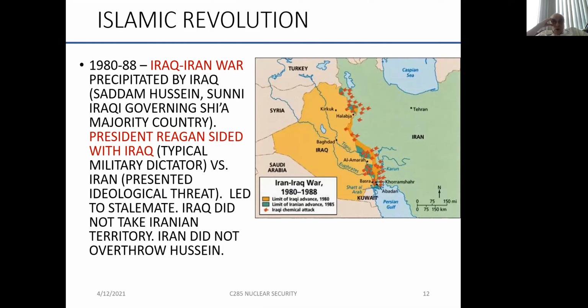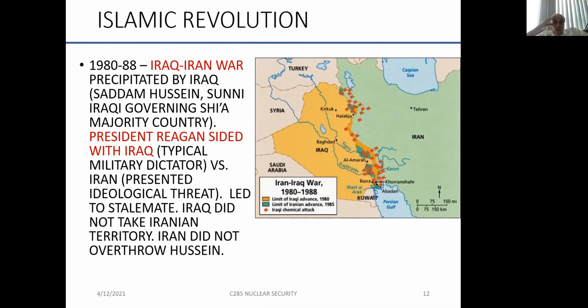Reagan was president now. Carter had been an unpopular president. He was defeated in 1980. Reagan won the election handily in 1980 and was immediately confronted by what to do about the Iraq-Iran war. And he decided to side with Iraq because he said in a way that Saddam Hussein, Iraq, was just a typical military dictator, whereas Iran really presented an ideological threat to the United States because Iran really was vehemently anti-Western and anti-American.